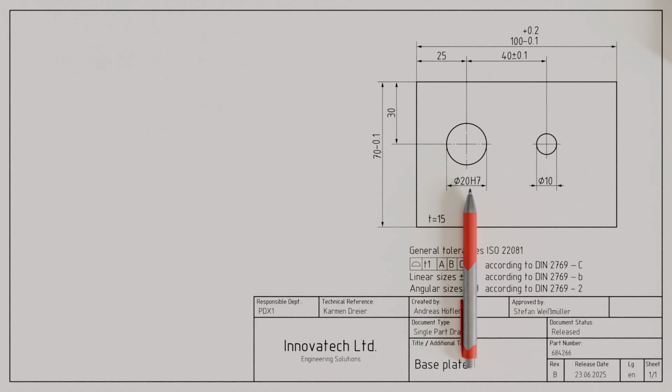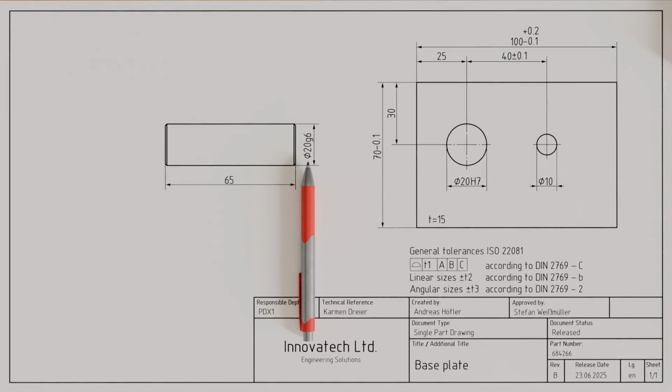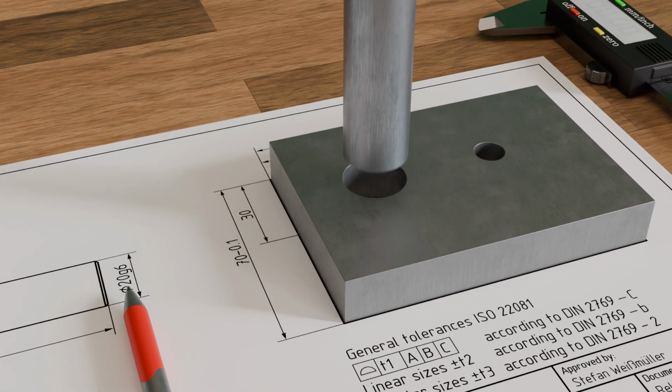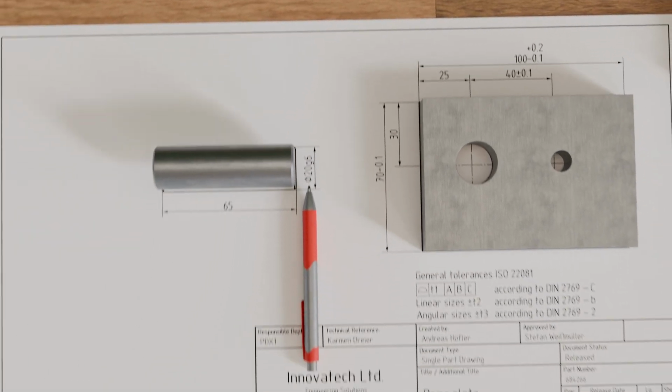At this point, the already mentioned convention applies that for the tolerancing of internal geometries such as holes or slots, uppercase letters are used to indicate the fundamental deviation. For external geometries such as shafts, lowercase letters are used. The example shown illustrates the diameter specification of a pin with a nominal size of 20 mm and tolerance grade G6. This pin is intended to be inserted later into the hole of the base plate.